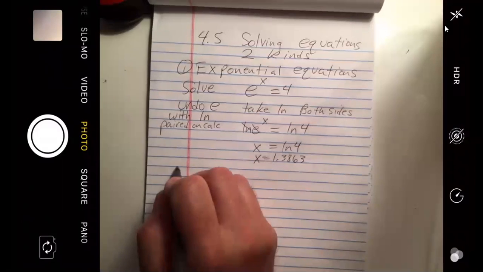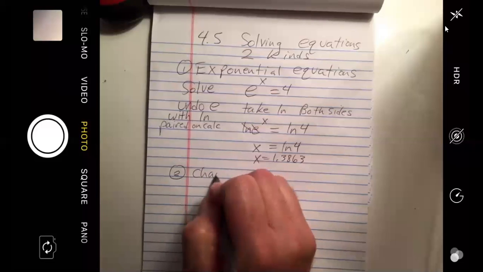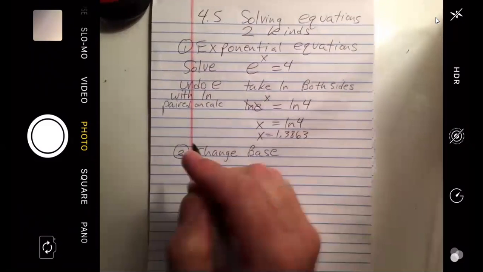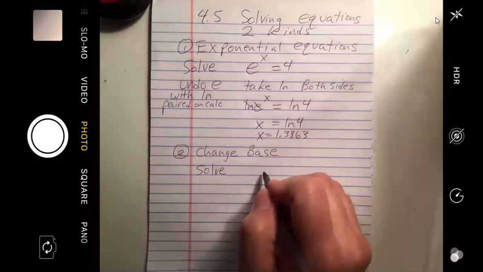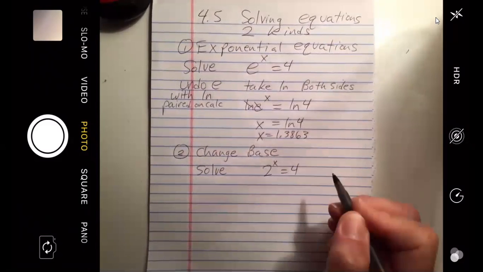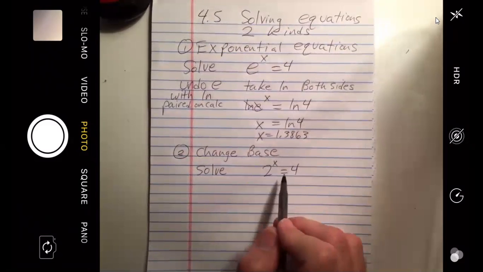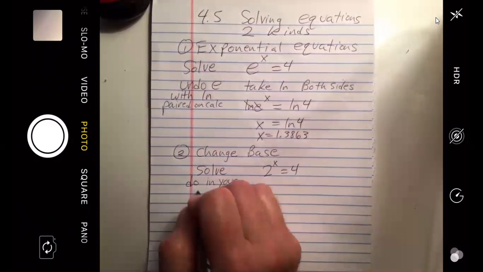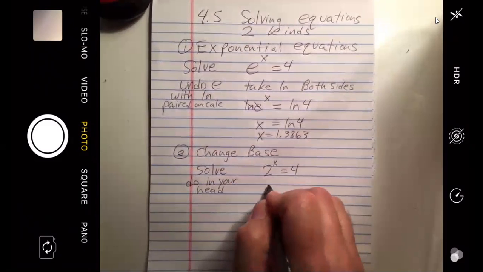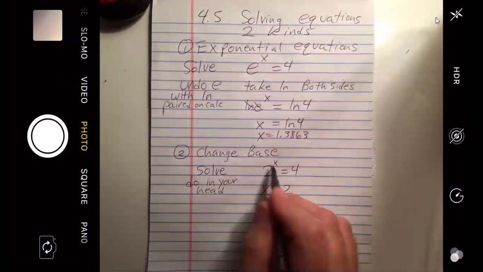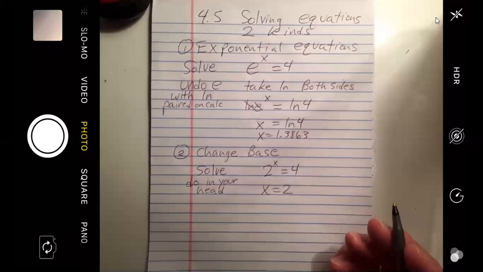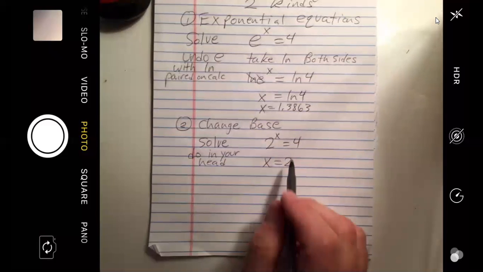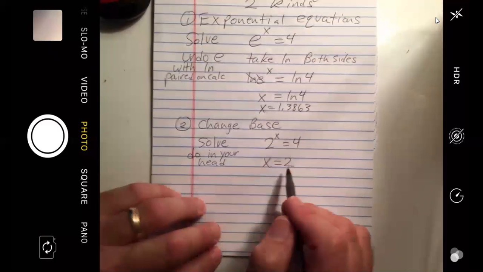Another kind comes in when you change the base. There's a couple methods you could use. Note you might want to solve 2 to the x equals 4. Well, some of them, like this one, are so easy you can do it in your head. Hopefully it's obvious that x is just 2, since 2 squared equals 4. But a lot of them, it's not this easy.